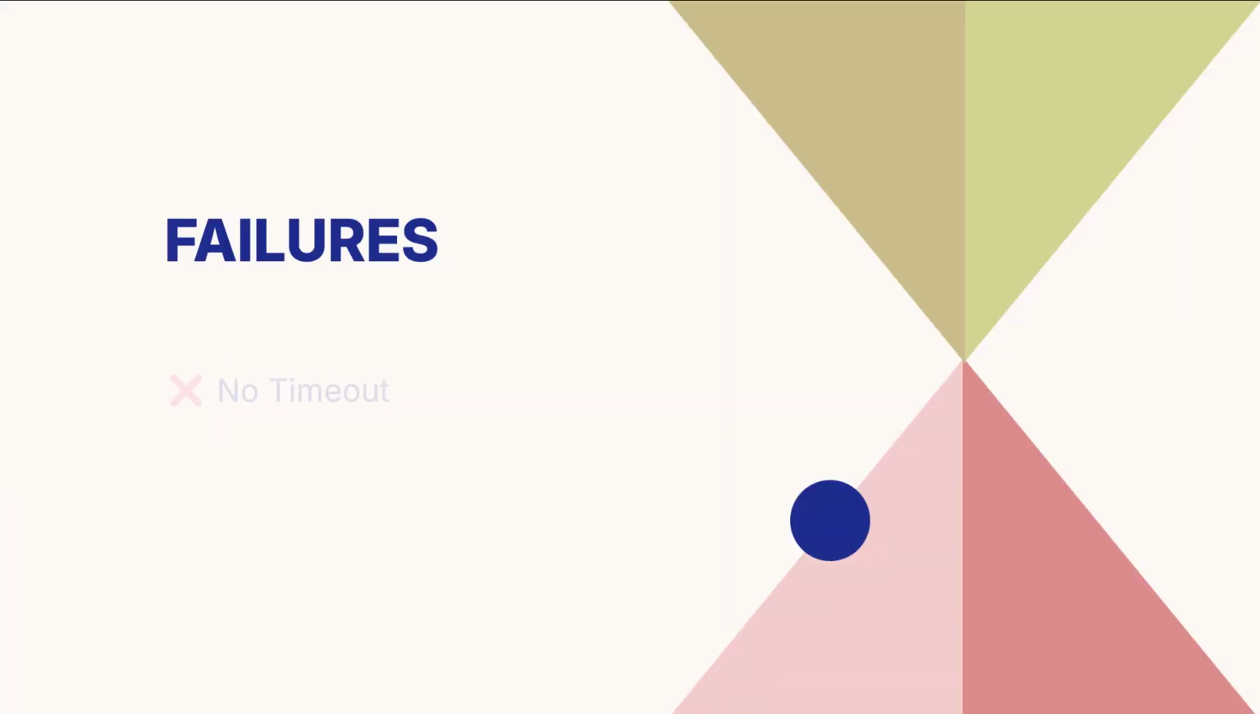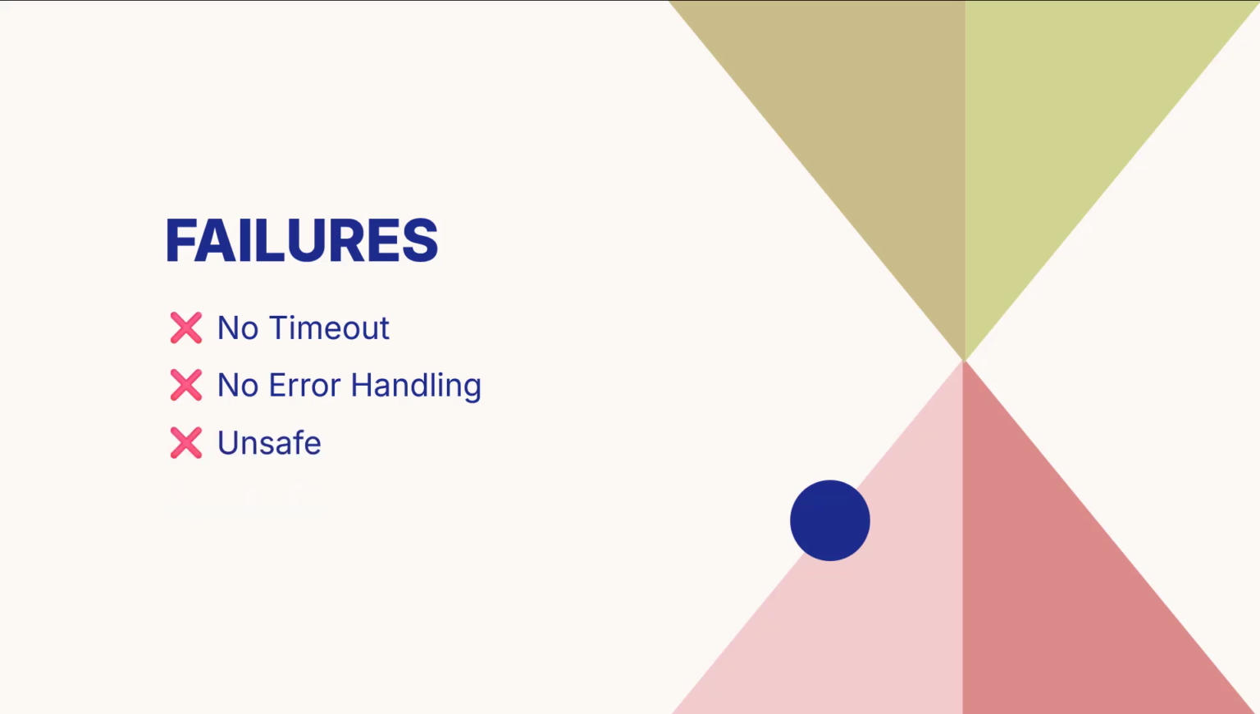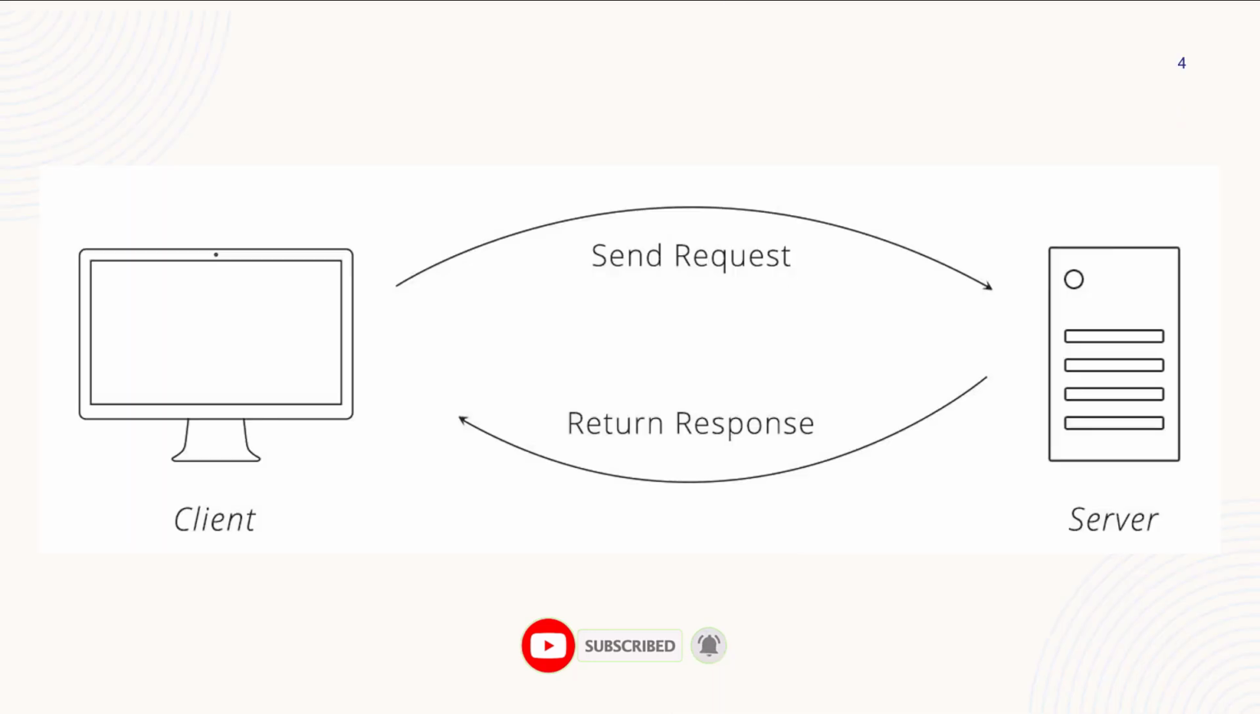So in the application, you can face different issues. If you are not using a timeout, then you will get failures. If you are not using proper error handling, then also there are issues, and this makes the use of that API quite unsafe for your application. So let's see an example of a timeout issue.